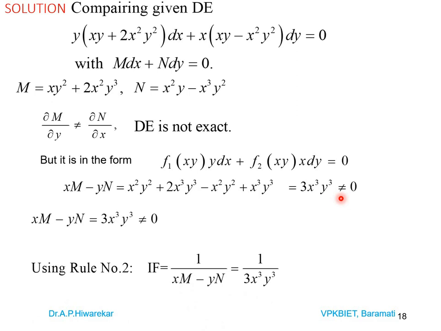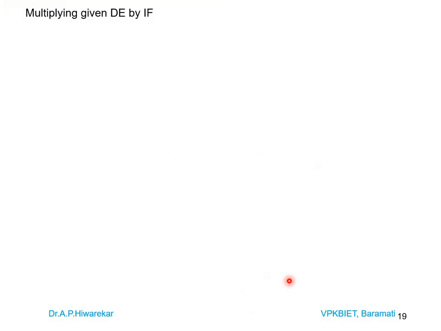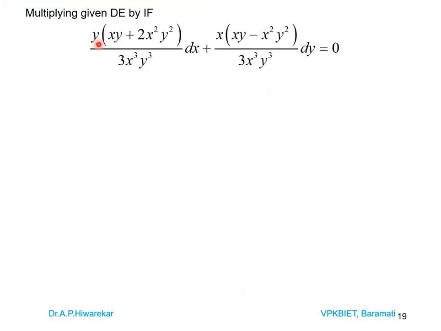So using rule number 2, the integrating factor is 1 by (xM minus yN), which is equal to 1 by 3x³y³. So multiply the given equation by the integrating factor. We get y(xy + 2x²y²)dx divided by 3x³y³ plus x(xy − x²y²)dy divided by 3x³y³ is equal to 0.